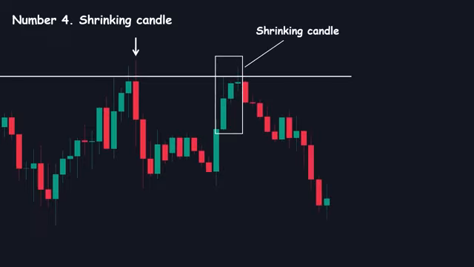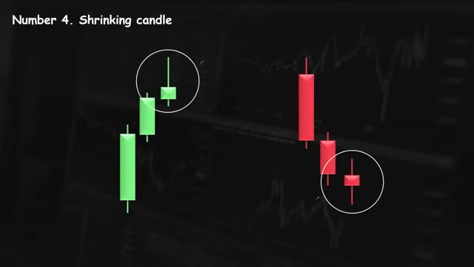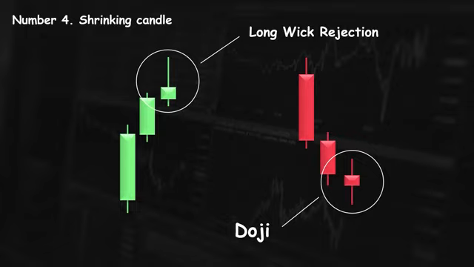The psychology behind shrinking candles indicates a loss of momentum from buyers, resulting in a smaller distance pushed by the price. This serves as an early signal that buyers are losing control, and prices might reverse from this area. On the contrary, there is no apparent loss of momentum as the price approaches this support, and it breaks through. It is worth mentioning that this pattern works best when combined with another reversal pattern, such as a doji candle or a long wick rejection at the end.